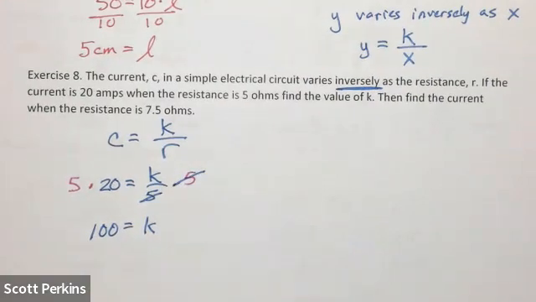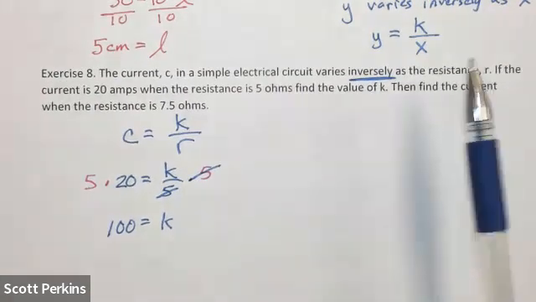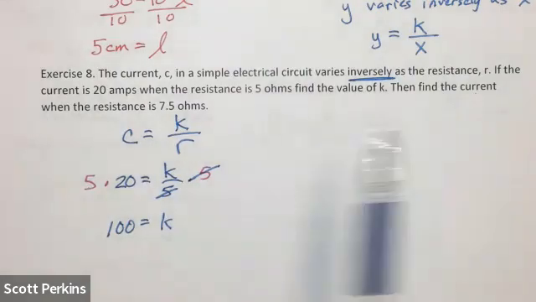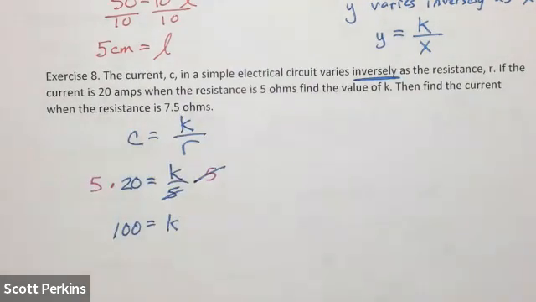So the last thing then that we're going to do is, now that you know the value of the constant for this circuit, what is going to be the current when the resistance is 7.5 ohms? So figure out that last thing, and we will be done with this section.